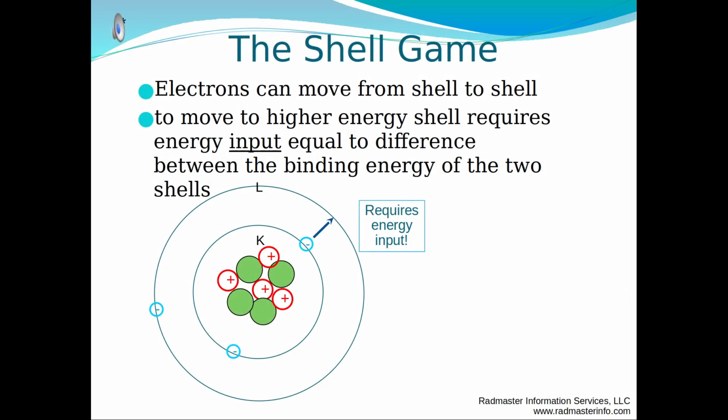Electrons are mobile. They can move from shell to shell. By providing energy, it is possible to move an electron from an inner shell up to an outer shell, even if it creates a gap in the inner shell. This is called excitation. The amount of energy required is equal to the difference in binding energies between the starting and ending shell. That is the shell where the electron started and the shell where it ends up.